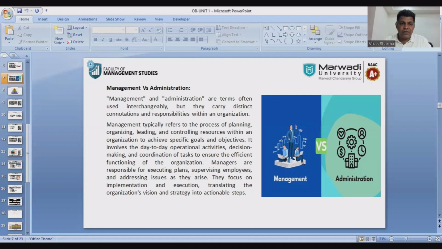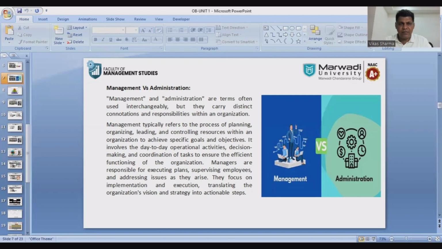The administration is often represented by the board of directors and executive teams. If you talk about the public sector, administration plays a more pronounced role. Public administrators develop policy that addresses societal needs, and ensure public resources are used efficiently, effectively, and equitably. Management in the public sector focuses on implementing these policies and managing public services efficiently.